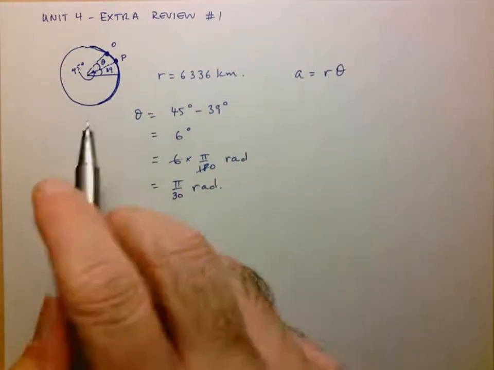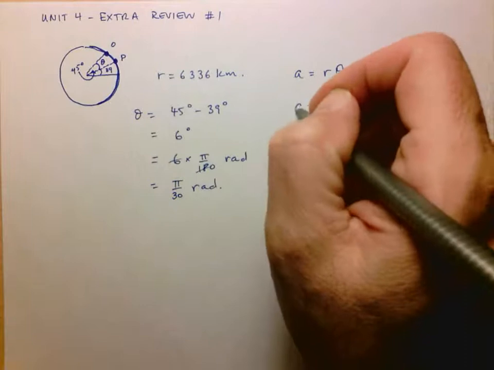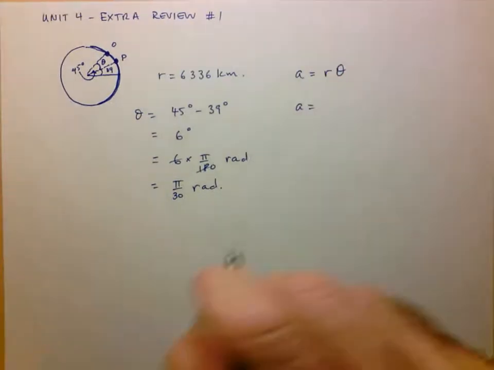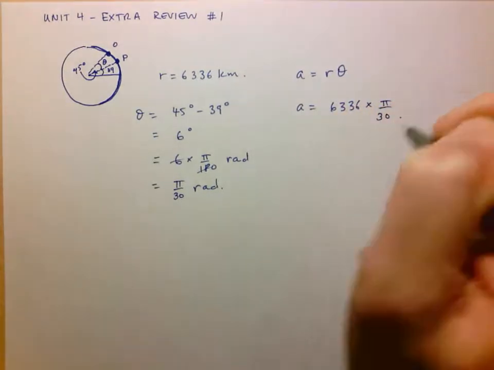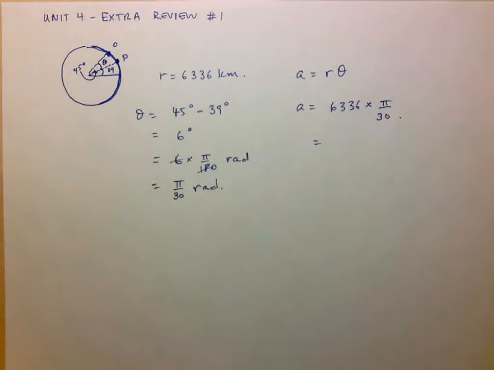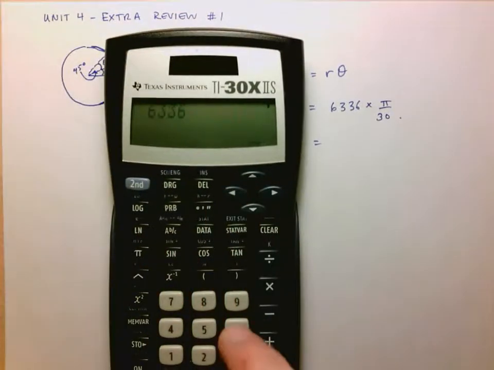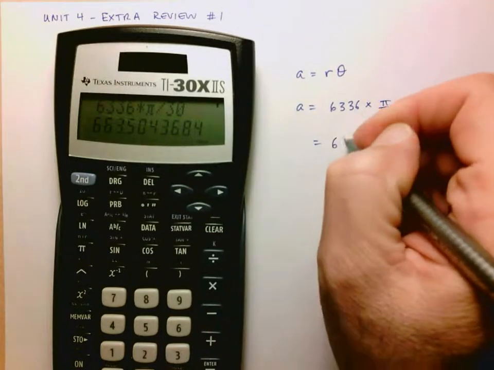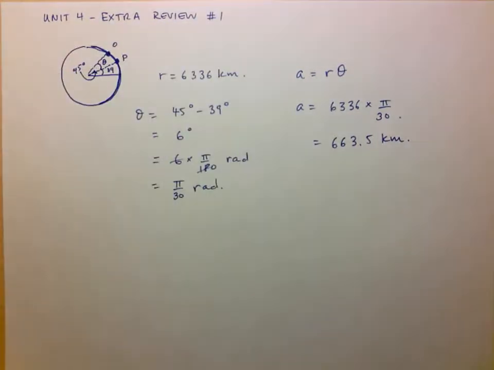Now we have the radius, and we have the angle subtended by the arc. We can now find the arc length itself. This is solved by doing 6,336 times pi over 30. Because it's a question with context, let's get an exact answer here. So we've got 6,336 times pi divided by 30, and there we have about 663.5 kilometers.